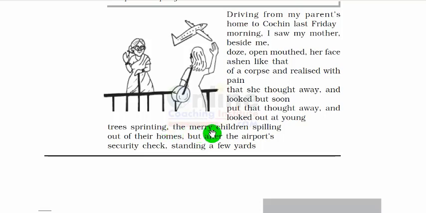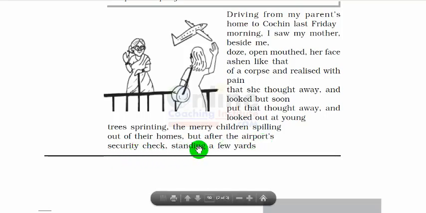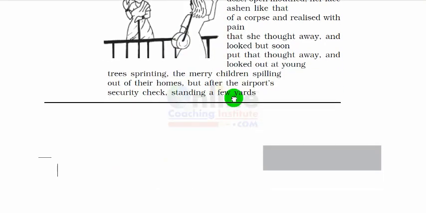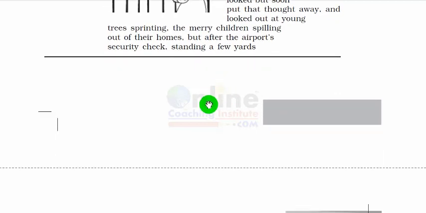Okay, the merry children spilling out of their homes, but after the airport security check, standing a few yards away. Now look here, what happens? She is at the airport, to take a flight. It indicates departure and separation, which creates melancholy, sadness, as she bids goodbye to her mother.